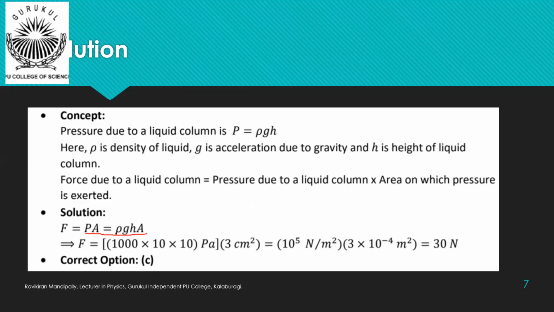So on substituting rho as density of water, which is 1000 kg per meter cube, g for simplicity 10 meter per second square, and height of the column is 10 meter, this complete value is pressure. The SI unit is written as Pascal. Area, first I have substituted as 3 centimeter square as it is, then I have converted it into meter square here, 3 into 10 power minus 4 meter square. So it becomes 10 power 5 into 3 into 10 power minus 4, which is 3 into 10, that is 30 Newton. So the correct option is option C.